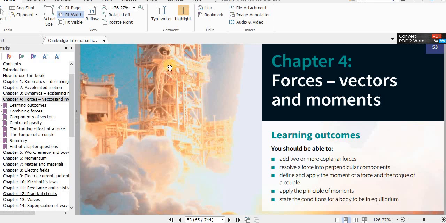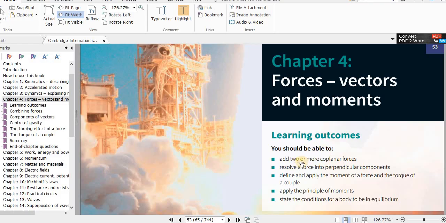Chapter 4 of the Cambridge A-Level Physics Theory, Forces, Vectors and Moments. In this chapter we will learn about these topics: combining forces, components of vectors, center of gravity, turning effect of force, torque of a couple, and we have the summary and end of chapter question. So let's see what the learning outcomes are.